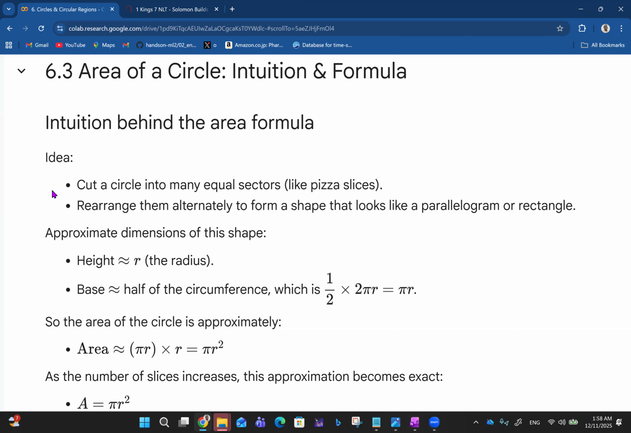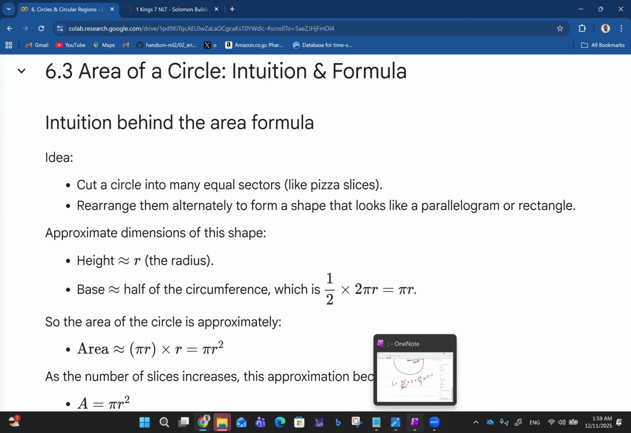Intuition behind the area formula: the idea is to cut the circle into many equal sectors, like pizza slices, then rearrange them alternately to form a shape that looks like a parallelogram or rectangle. Approximately, you see that the dimensions of this shape, the height is like the radius, and the base is like half of the circumference, which is 1 over 2 times 2 pi r. So the area of the circle is approximately pi r times r, which is pi r squared.